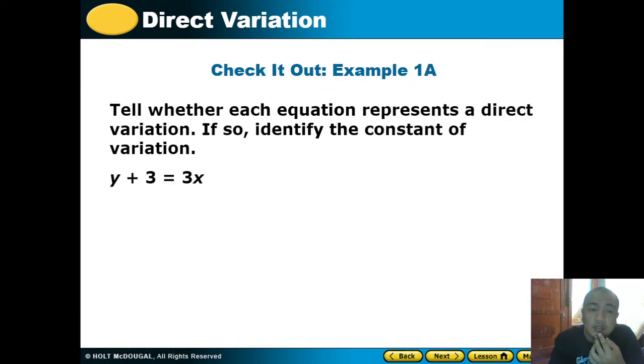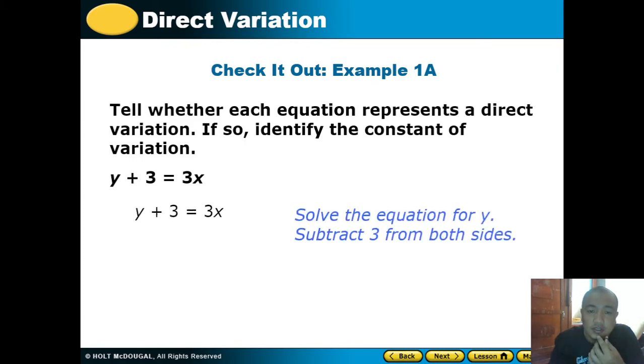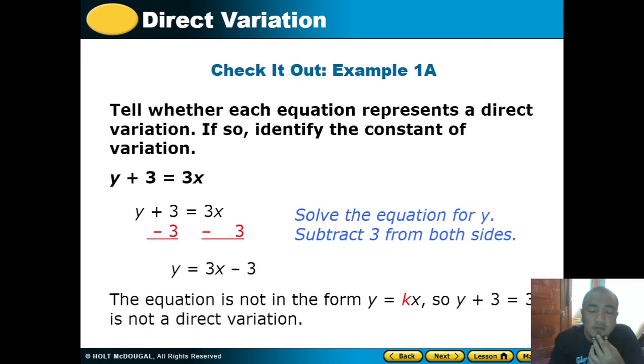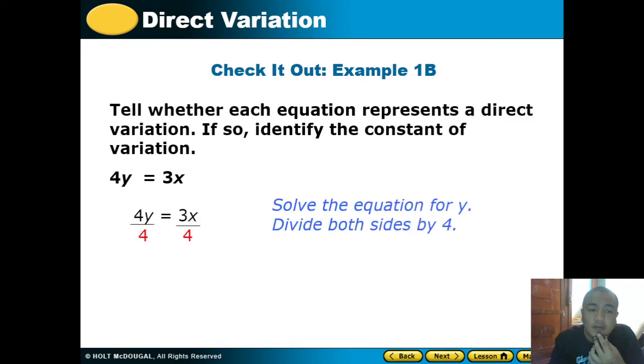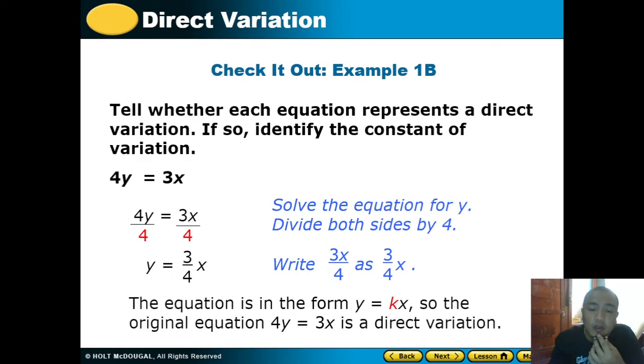How about this? y plus 3 equals 3x. Does this equation represent a direct variation? Let's see. Subtract both sides by 3. The equation is not in the form y equals kx, so it's not a direct variation. And how about 4y equals 3x? Divide both sides by 4. It becomes y equals 3/4 x. I think yes, it's in the form y equals kx, so 4y equals 3x is a direct variation.